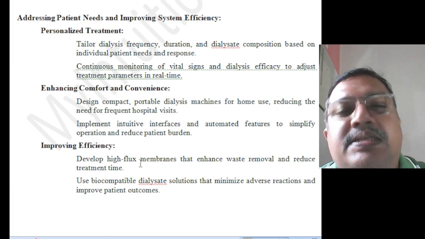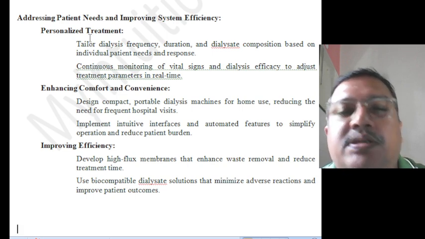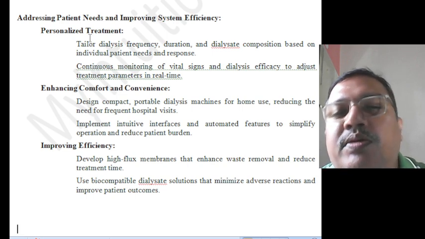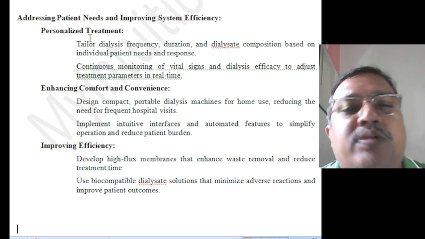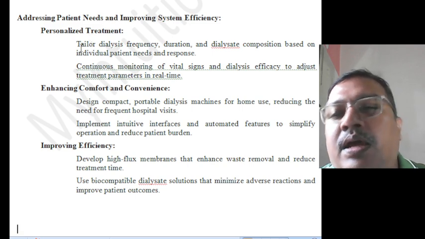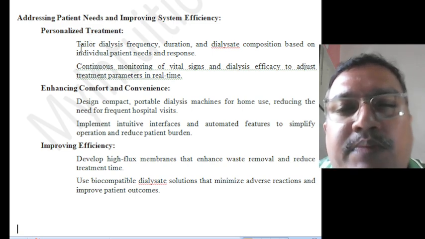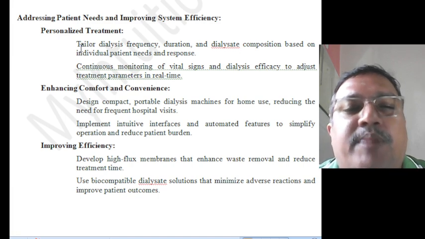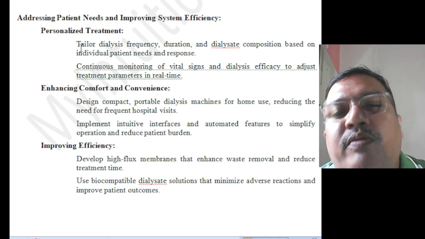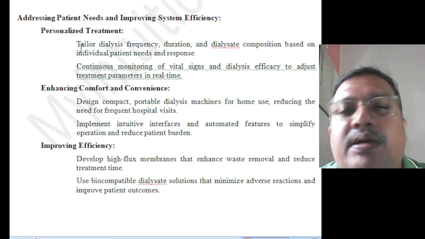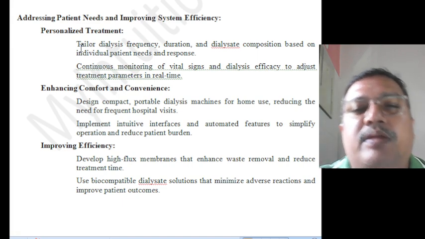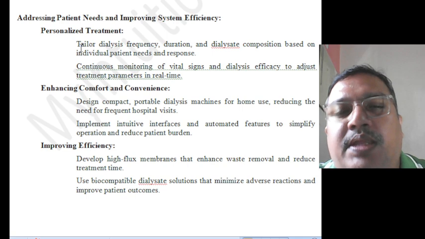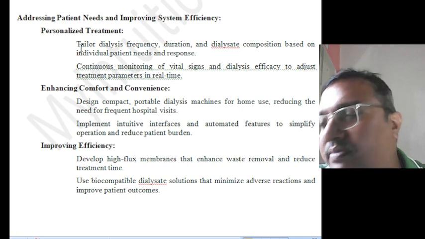So, personalized treatment: we can tailor, fine tune, or change the mode, the frequency, the duration, and the dialysate composition based on individual patient needs and the response from the patients during the treatment. Continuous monitoring of vital signals like breathing, heart pressure, blood movement, other muscular movements, everything which is called the vital signals.